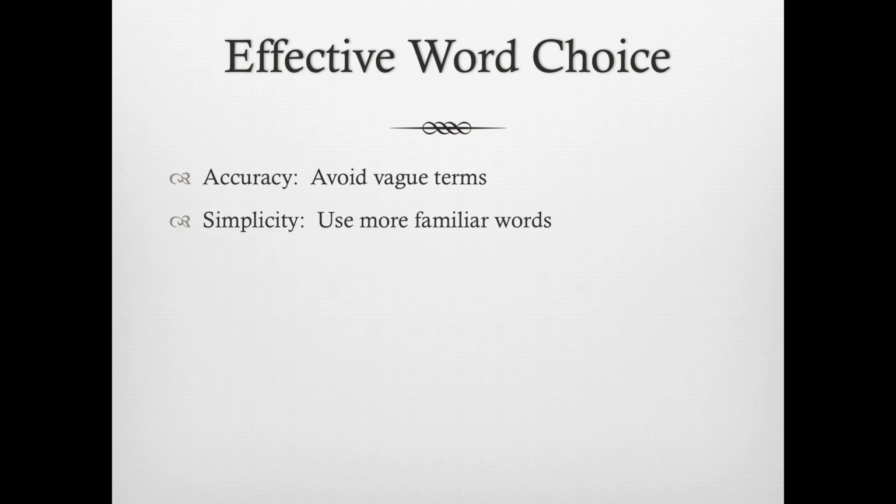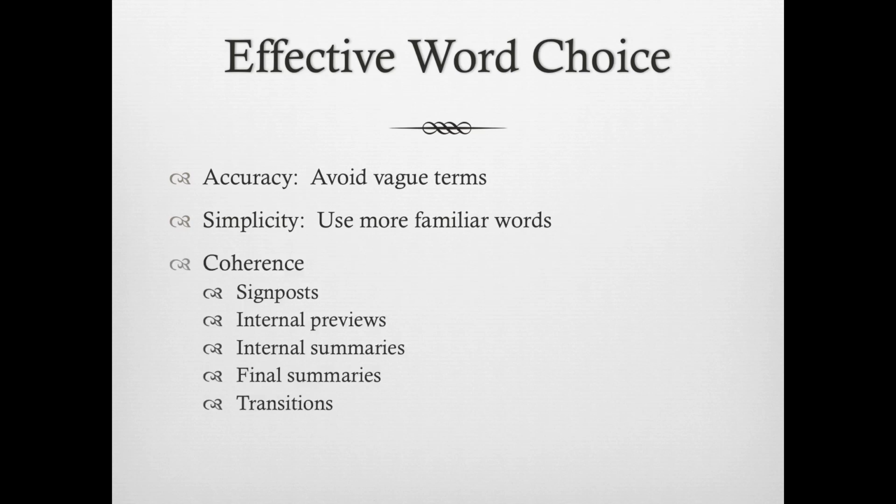The next is simplicity. You want to use more familiar words that your audience understands. I also think, from a delivery standpoint, using these more familiar words makes it easier for you to do. You don't have some big words that you're going to trip over. And then the final strategy for effective word choice is coherence. I mentioned this before on the previous slide. You want to make sure it's clear and your audience can follow you.